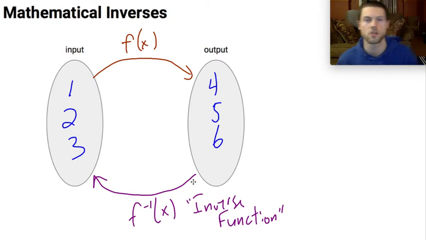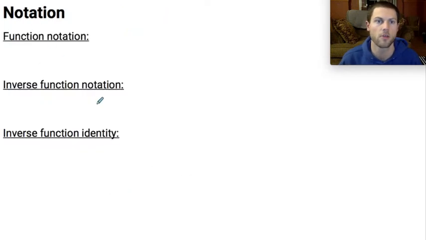We'll get into this notation in a second, but basically the idea is that this rule is undoing whatever this rule did. So where I used to go from an x to a y, now I'm going from this thing to this thing. So let's talk a little bit more about this.